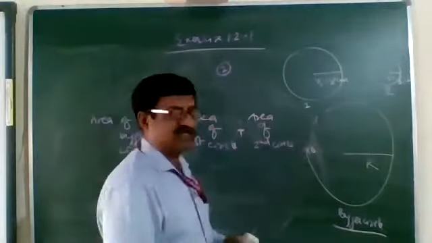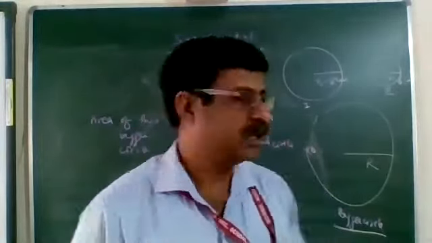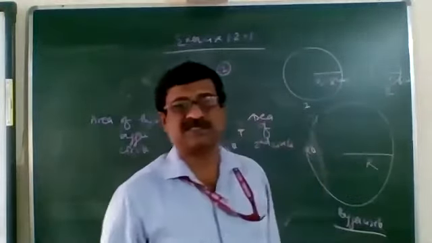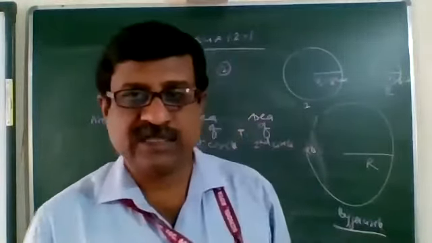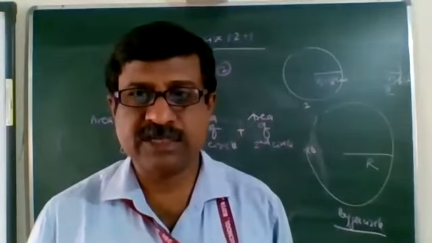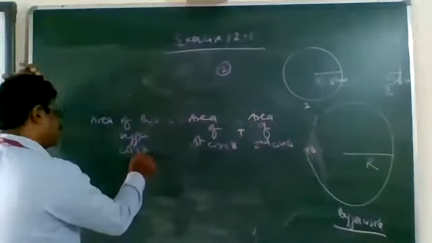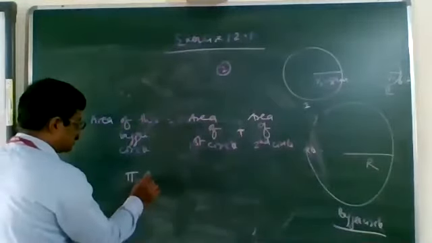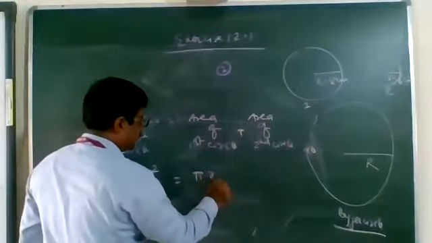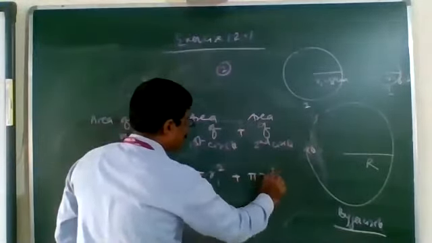You know the difference between circumference and area. Circumference means boundary, and area means how much space it occupies. That is area, and the formula for area is pi r square. The area of a circle whose radius is r is pi r square. Because we have considered the radius as r, that would be pi r square. The radius of the first one we have considered as r1, so pi r1 square, and pi r2 square.